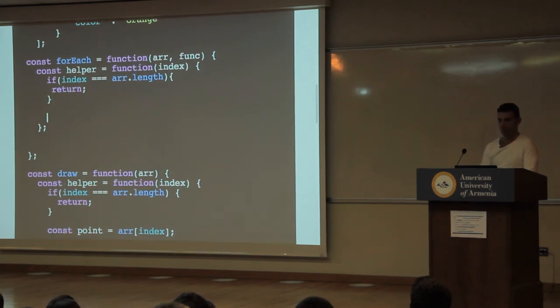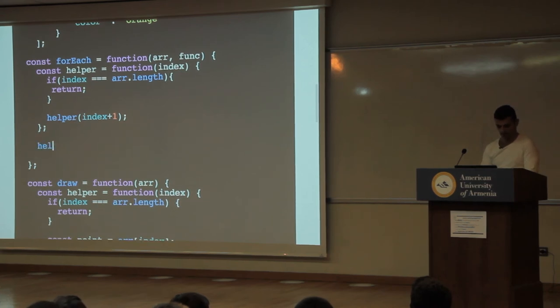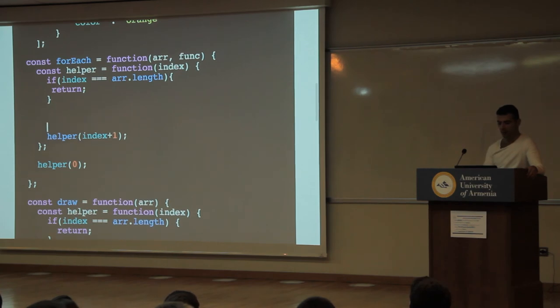Okay, and then what's the recursive case? If I just did this, this will just loop over the array. It won't do anything, it will just loop, right? So here, let's actually call the function that was given to us with the value at this index.